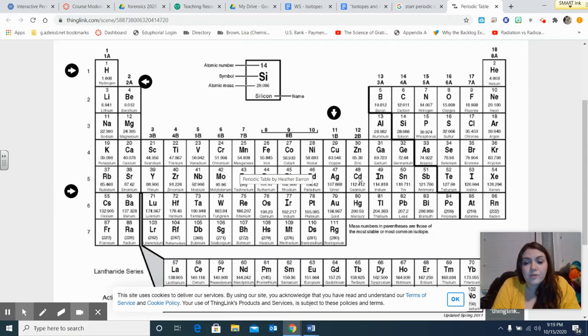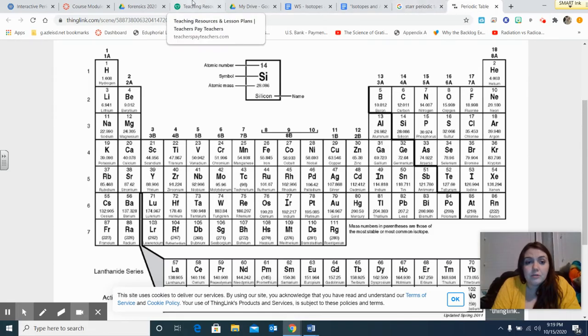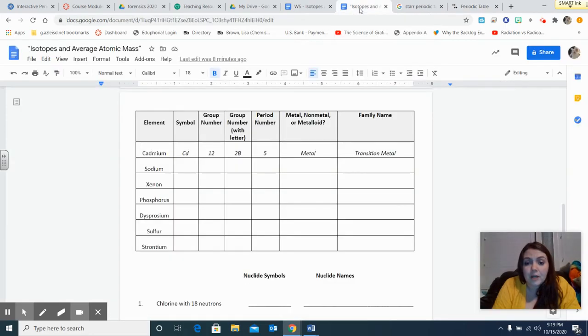Okay, so Cd. So if it says the group, it's the up and down. Group is always up and down. It also sometimes is called a family. So it's in group 12 or 2B, okay? So those two, they're both valid, 12 or 2B. So if I go back, where's the assignment at? There we are. So 12 and 2B, that's how they got it.